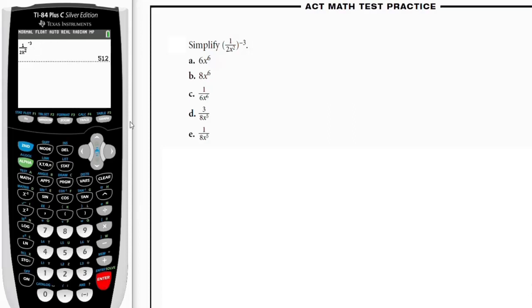We have 512. So right now we're going to simplify the options. Any one that gives us 512 will be the answer to this question. Okay, so let's begin with option A. So we have 6x to the power 6. No. Now let's check option B. We have 8x to the power 6. Exactly, so the correct option is option B.